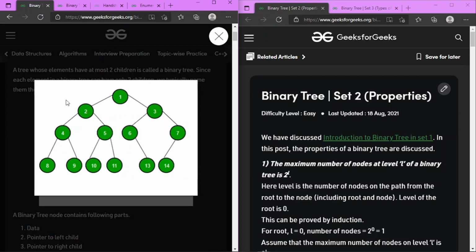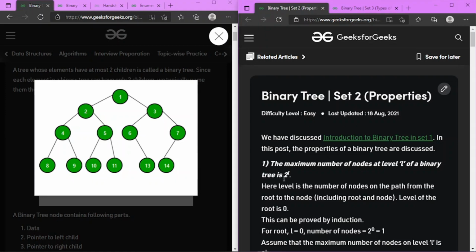Okay, and the level can be seen as the elements present at a certain level in the hierarchy. Let's say 1 is at the top of the hierarchy, so it is level 0, and 2 and 3 are at the same level in this hierarchy, so their level is 1. 4, 5, 6 and 7 have level 2, and so on. And if, let's say, there is an empty tree, then the height of the tree will be -1.